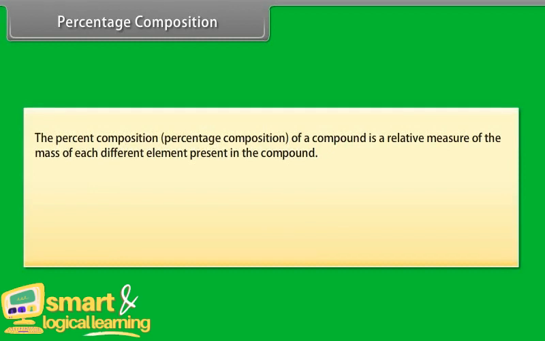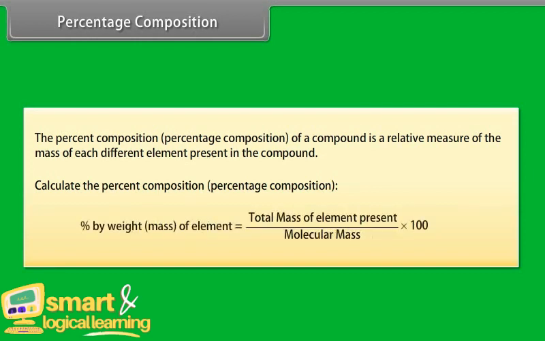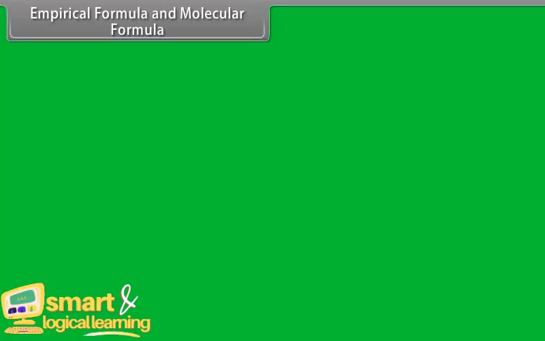Percentage composition. The percent composition of a compound is a relative measure of the mass of each different element present in the compound. Calculate the percentage composition by weight: mass percent of element is equal to total mass of element present divided by molecular mass, into 100. Empirical formula and molecular formula.